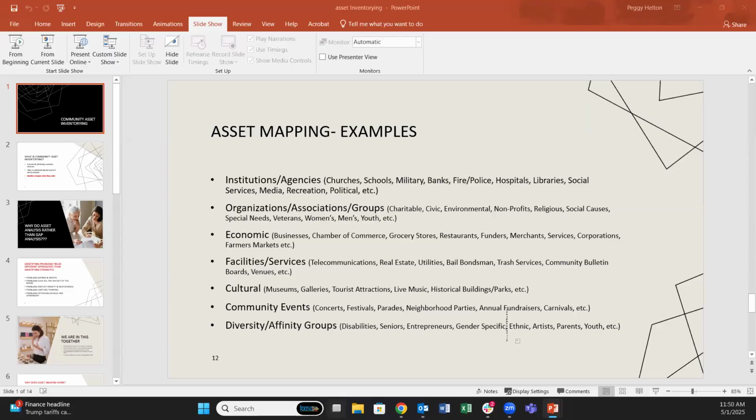You'll have organizations, associations, groups. Is it charitable groups, civics groups, environmental, the different nonprofits, your religious groups, your social causes, special needs, your women's organizations, your men's organizations, your youth organizations, your veterans organizations. I mean, there are so many groups in a community. And again, you may not initially see the connection with the work you do, but it's so important that you see what is even out there to know who to reach out to.